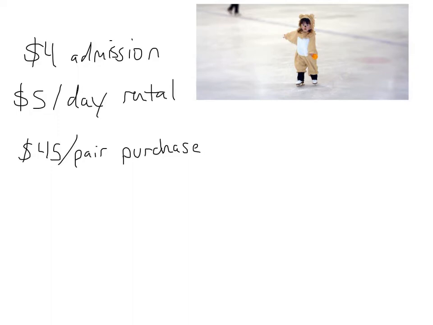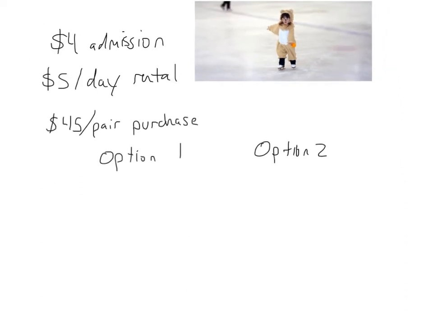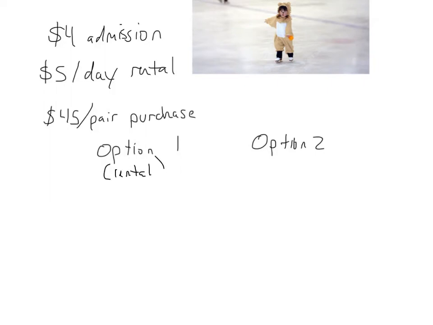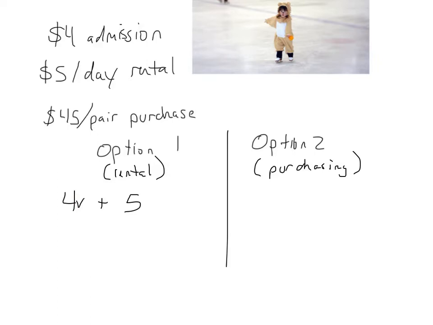So what we have are two options. Call them option 1 and option 2. Option 1 is the rental way of doing things, and option 2 would be purchasing your own pair. So let's talk about option 1. What costs are associated with option 1? Well, every time you go to the rink, it's $4, and you're going to add to that $5 every time you go if you rent. So it's $4 per visit plus $5 per visit, because every time you visit, you're paying admission and the cost of skates. If you go one time, you pay $4 for admission and then $5 for renting the skates. Combined, that's $9 per visit.